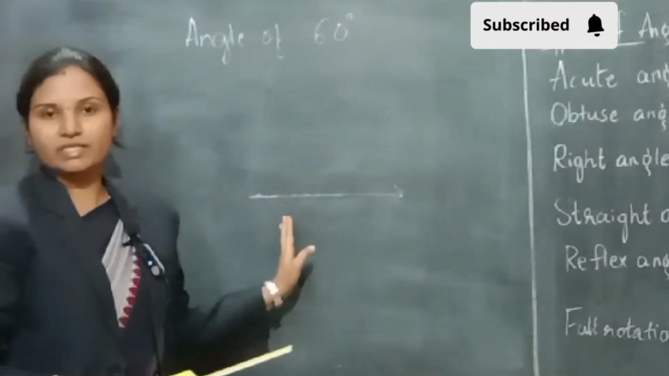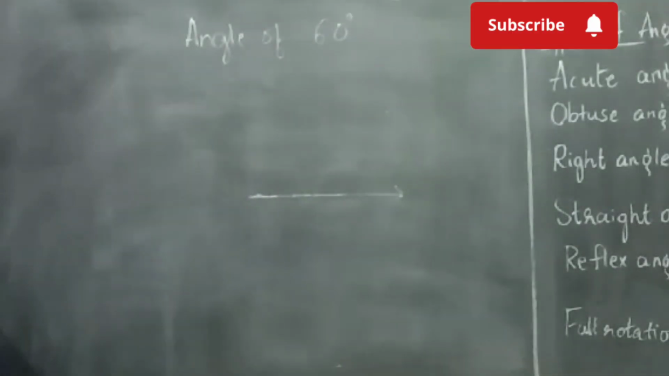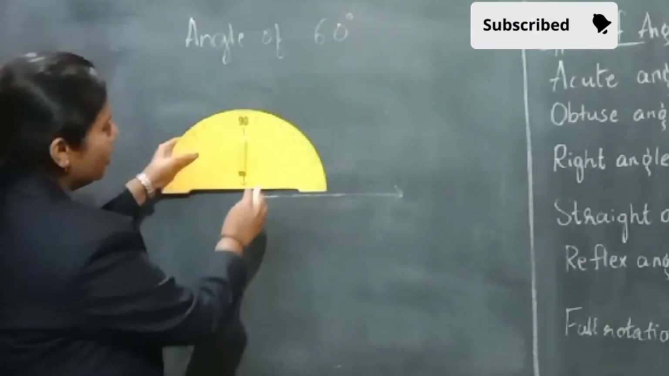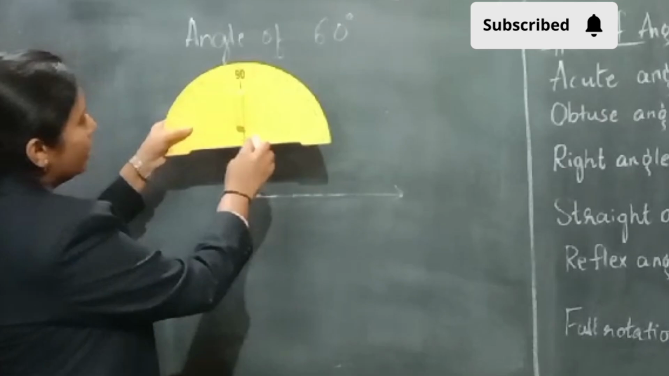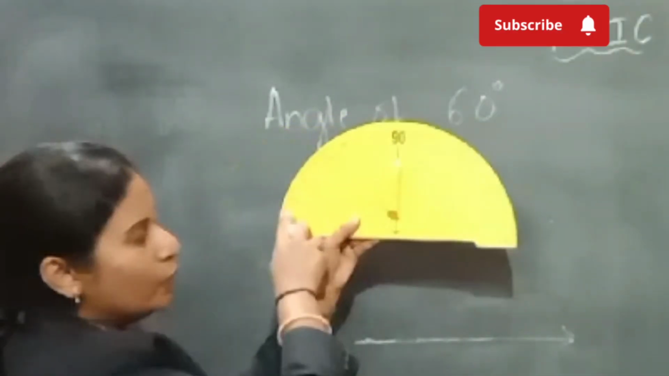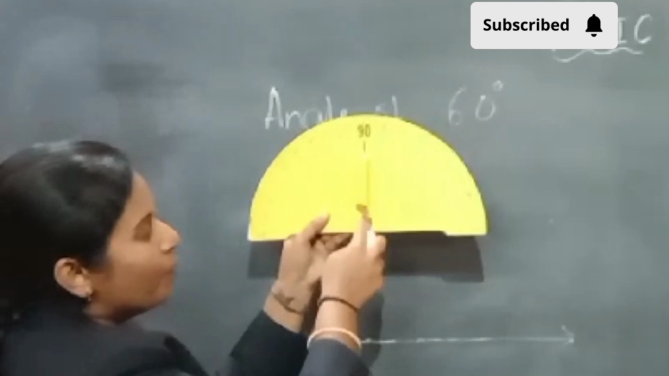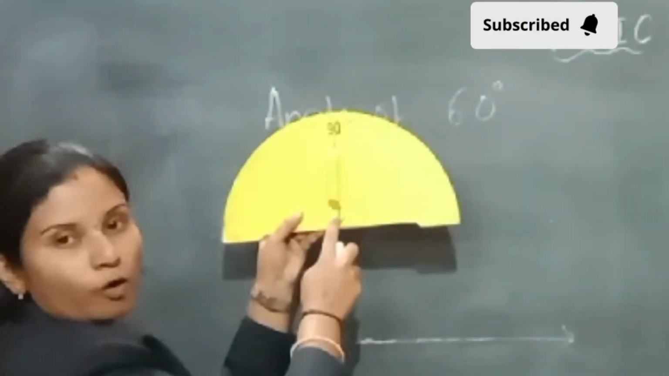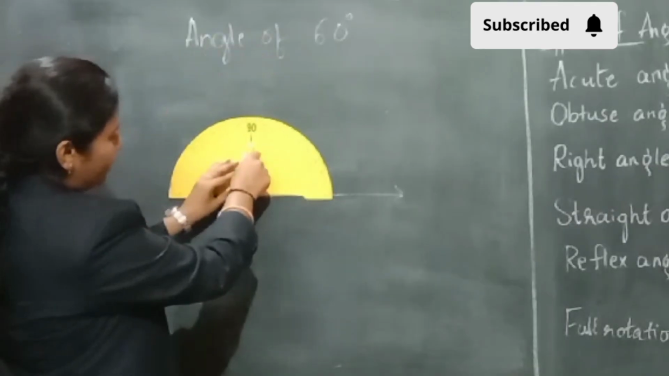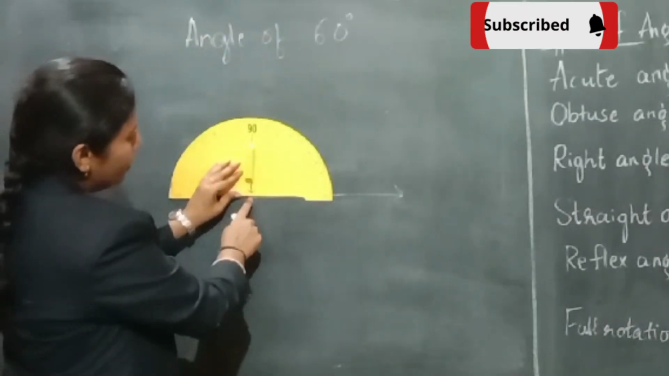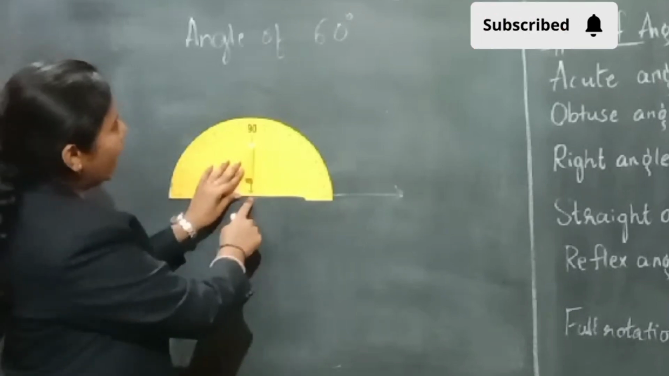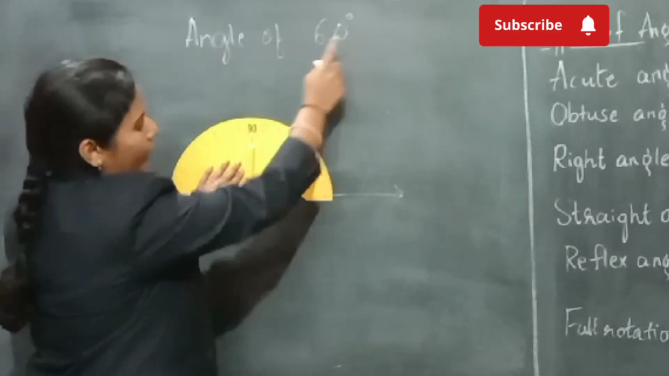This is called a baseline. First, we will draw this line and we will use our protractor. How to use this protractor? At first, this is the inner circle and this is the outer circle. This is the exact center part of the protractor. We should place this center part of the protractor at this end of our line segment. Now, we have to draw an angle of 60 degree.